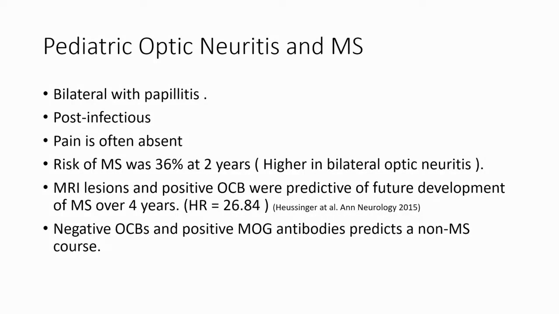But what about pediatric optic neuritis? Pediatric optic neuritis tends to be bilateral, presents with severe disc edema or papillitis, tends to be post-infectious, and pain is often absent in the kids. They tend to have the same association with MS. The risk of MS in certain studies was 36% at 2 years, and the risk is higher if they have positive oligoclonal bands.